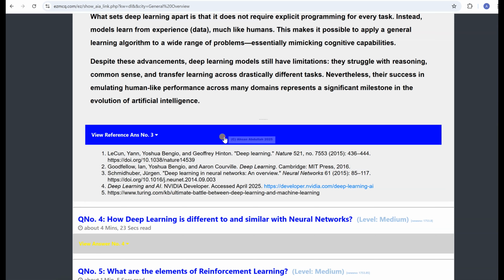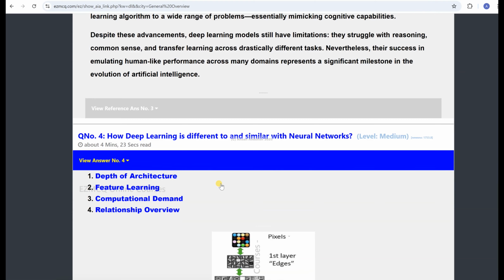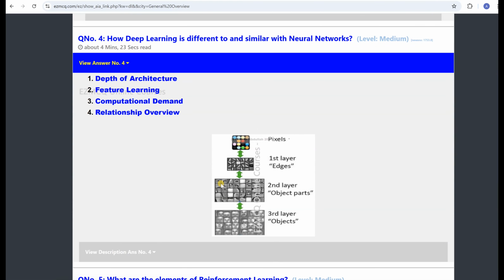All right. So how is deep learning different and similar to neural networks? Now this is an interesting question. So let's look at the depth of architecture. Let's look at the similarity and let's look at the differences also. Both neural networks and deep learning use a layered structure. The difference is that deep learning models have many more hidden layers than traditional neural networks, enabling hierarchical data processing.